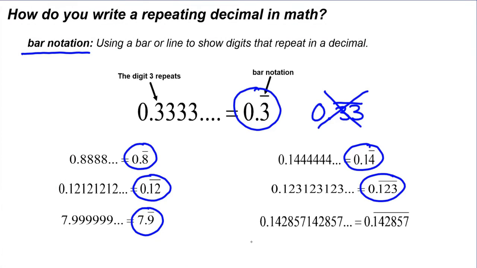And then here is a long one that takes a long time to repeat. This one actually doesn't repeat until here. So we have 0.142857142857. So we do have to write out all 6 of those digits and put a bar over all 6 of them to show that that is a repeating decimal. So that's how you write a repeating decimal in math. We're going to use bar notation.